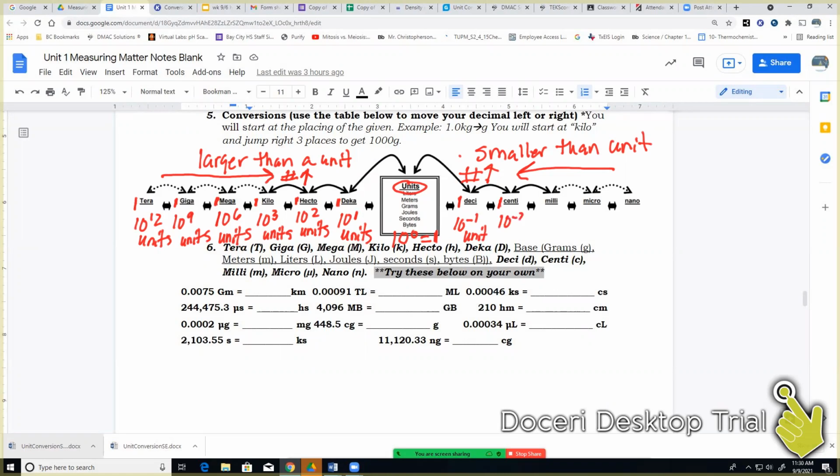1 centi, 10 to the minus 2. 1 milli, 10 to the minus 3. 1 micro, 10 to the minus 6. 1 nano is 10 to the minus 9. All right. If you notice, I'm going to put a line right here.